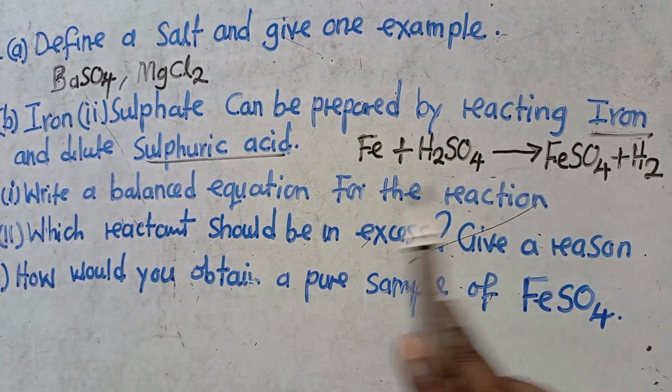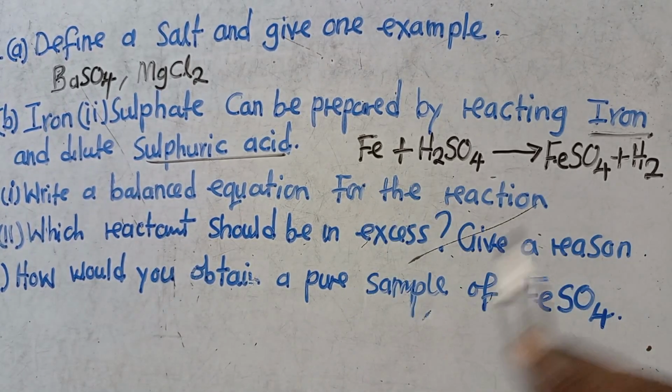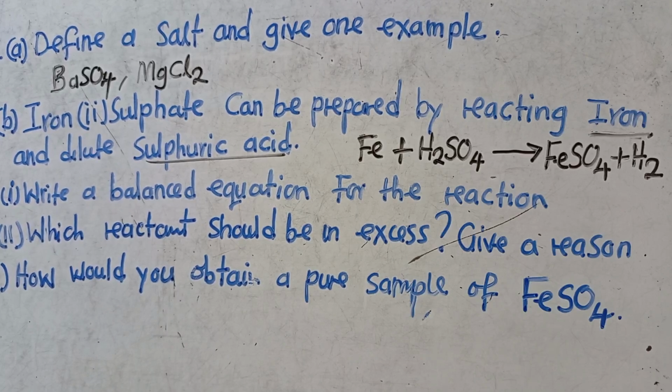Two atoms of hydrogen on each side, and one iron atom on each side, just like that. Meaning that it is balanced. This is how you are supposed to balance it.